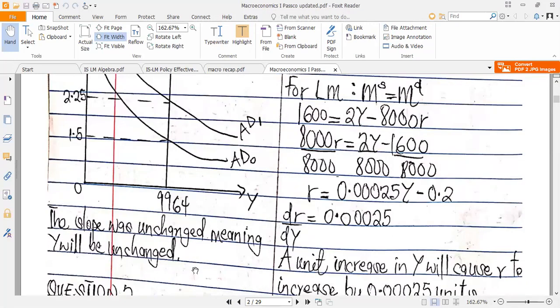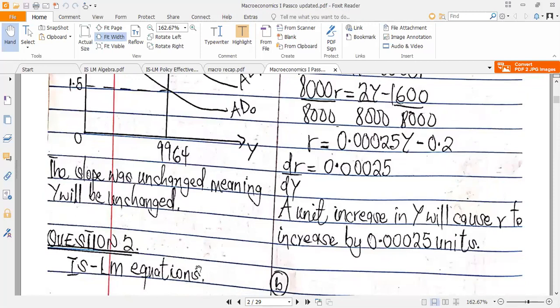Okay, so this is what you have to do. So now, at least we've revised the ISLM computation, and then this one too.